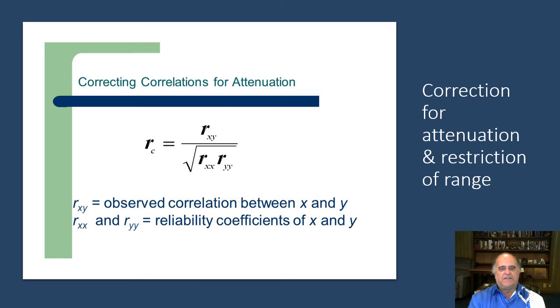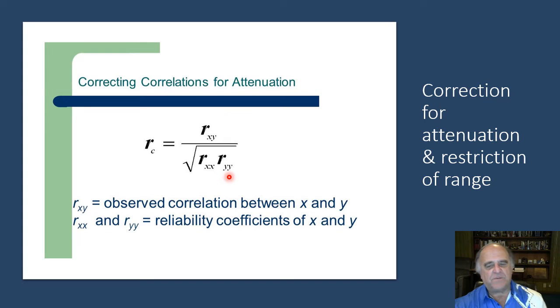Again, I mentioned correcting for attenuation and correcting for restriction of range. The formula for correcting correlations for attenuation is quite simple. The corrected correlation is equal to the obtained correlation between x and y divided by the square root of the reliability of x times the reliability of y.